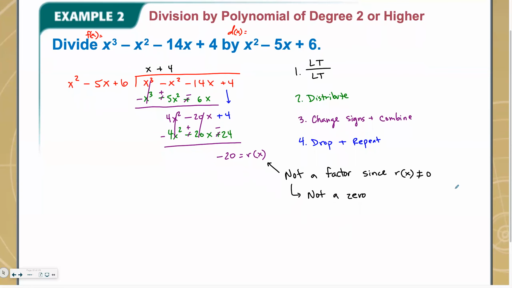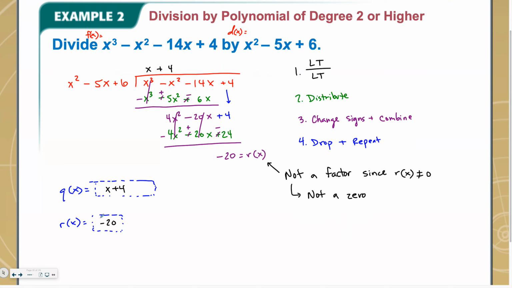One thing, if you're doing this on Alex, at least in the past, it could have been updated this school year, there are some problems where they say q of x equals, and it just gives you a field to type it in. What would you put in this field for q of x? X plus 4. And then another field says r of x equals. Not undefined. It would be negative 20.